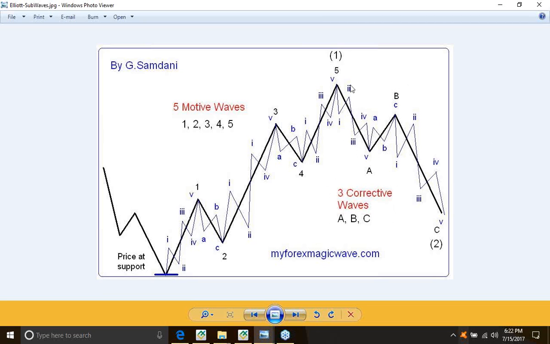Okay, impulse wave 1, 2, 3, 4, 5 here, then the ABC correction. That correction can be 3, 3, 5, or 5, 3, 5, or 3, 3, 3. Any combination. But it will drop in 3 waves. So the most common thing is 5, 3, 5. In my experience, the correction comes in 5, 3, 5 or 3, 3, 5. The C usually comes in 5 waves anyway. So out of the 3 correction waves, ABC, A and C can also be impulse.